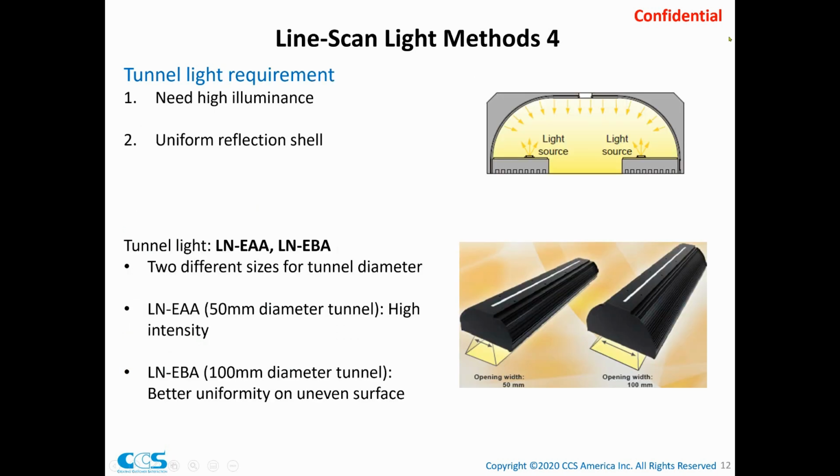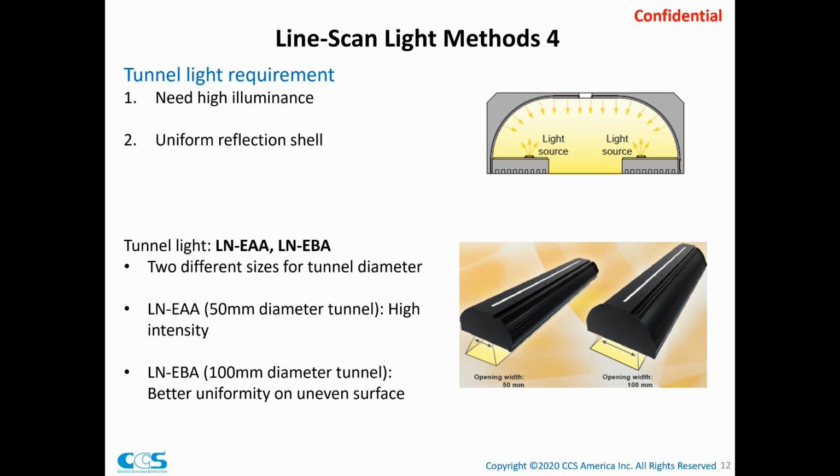So the requirement for the tunnel light or this type of technique is that we have the LED on the bottom facing up, and there is a reflection shell on top. The light coming out from the LED gets reflected on this shell and then reaches the sample. So from the sample's point of view, there is light coming from all different directions. That's the major requirement for this light.